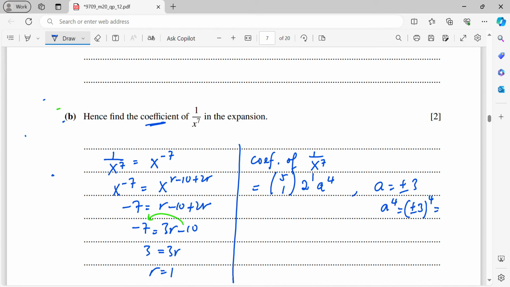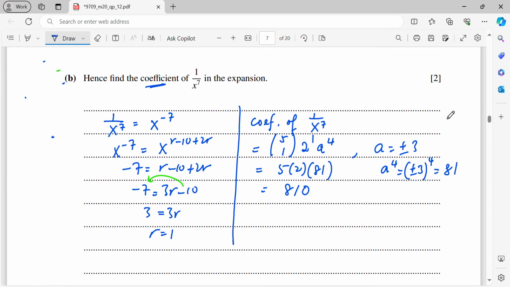that is going to be the same value. This is 9 squared, 81. Even though it's plus minus, because the power is an even number, you get 81. That means here I will get 5 times 2 times 81. Therefore, you are getting 810. That is the coefficient for 1 over x to the power 7.